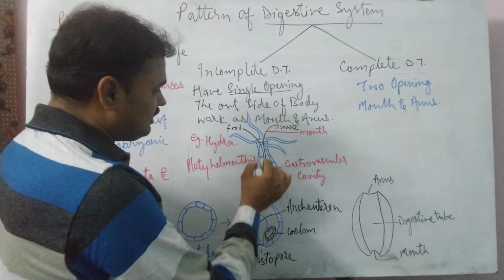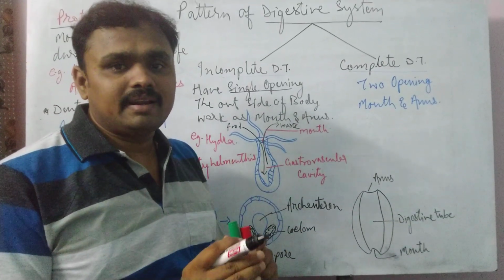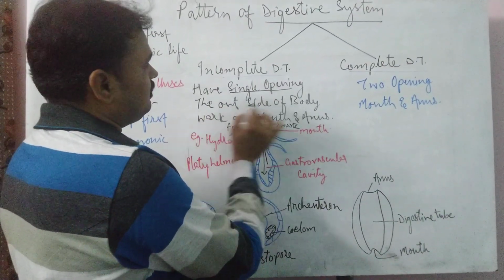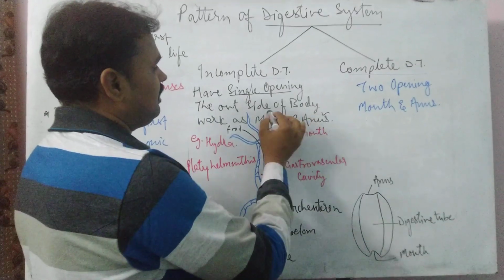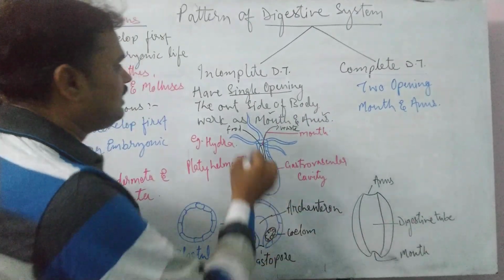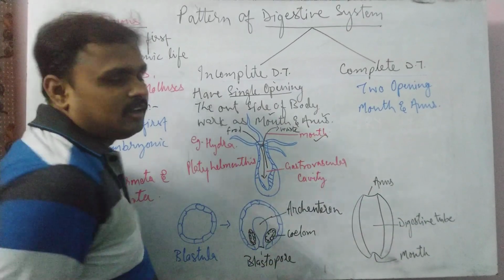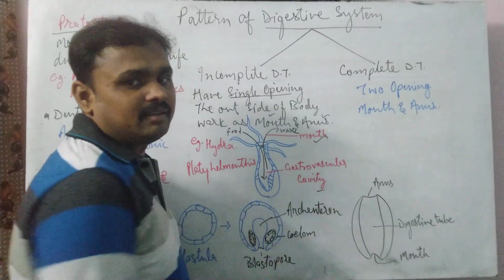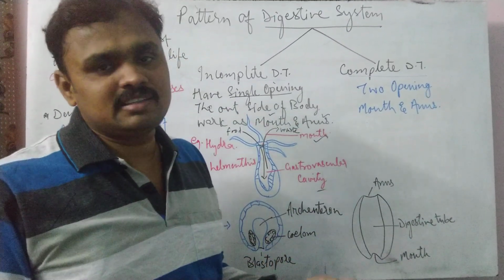Now you can see very clearly that there is only one tract. That is why the opening works as both the mouth and anus. They have a single opening. So you can see here the mouth part, which is a single opening. This is the gastrovascular cavity. Gastrovascular cavity means it is like one stomach hole.